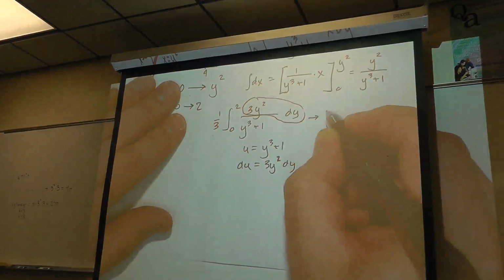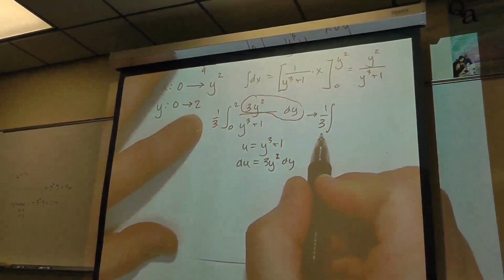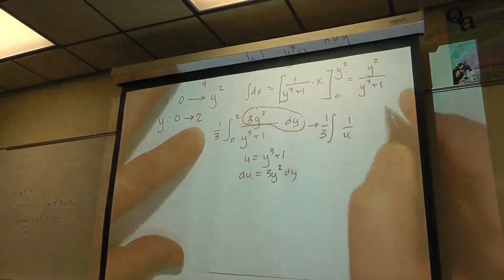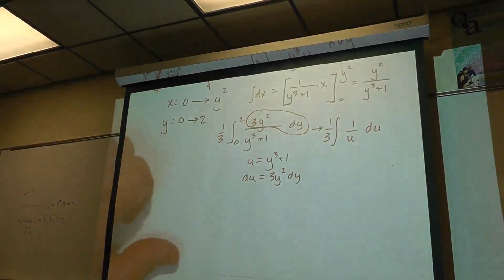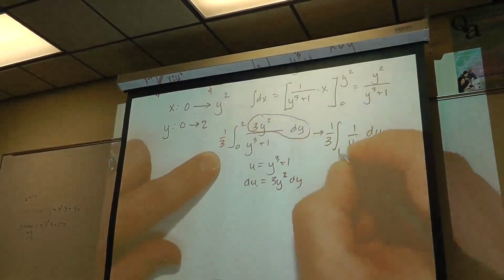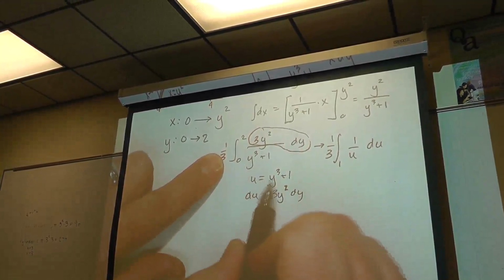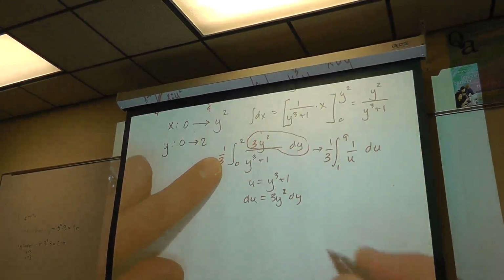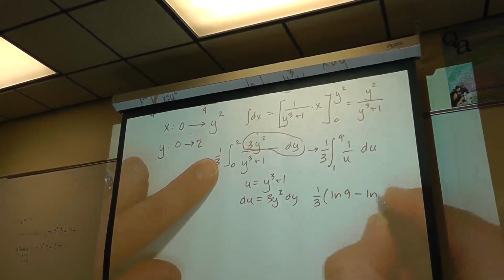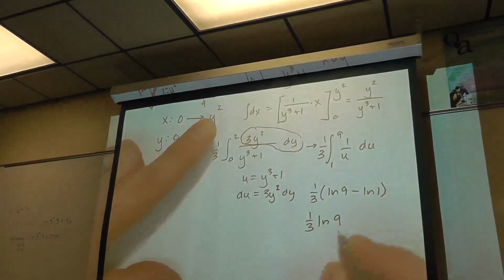When I transform this integral, I've got a coefficient of 1/3 in the front from the u sub adjustment. This part becomes 1 over u, and 3y squared dy becomes du. I'm going to change my limits. The bottom y limit of 0 becomes a u limit of 1. The top y limit of 2 becomes a u limit of 8 plus 1, 9. So you should end up with 1/3 (ln 9 minus ln 1). And ln 1 is 0, so 1/3 natural log 9 should be your answer.